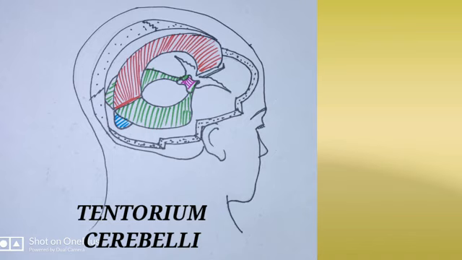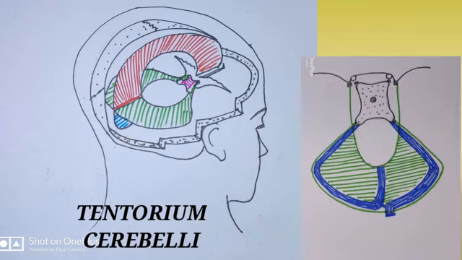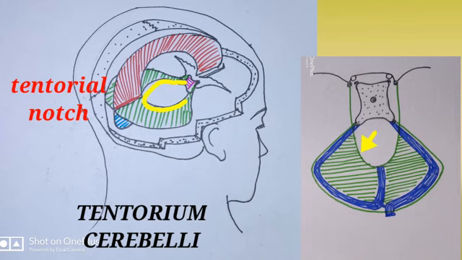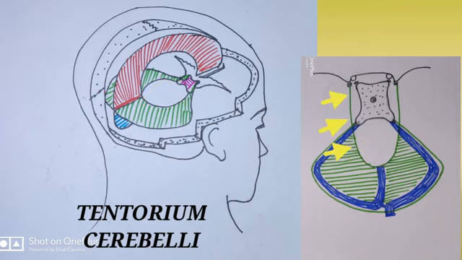On the posterior aspect, the upper surface of the tentorium cerebelli is attached to the inferior margin of the falx cerebri, and on the inner surface, it is attached to the falx cerebelli. The inner free margin encircles an opening called the tentorial notch. The anterior ends of the free margin are attached to the anterior clinoid process.